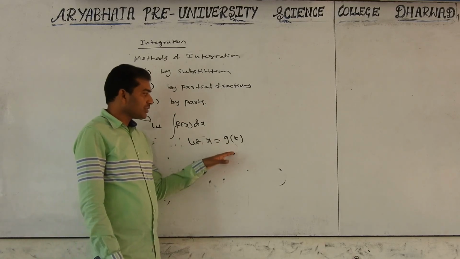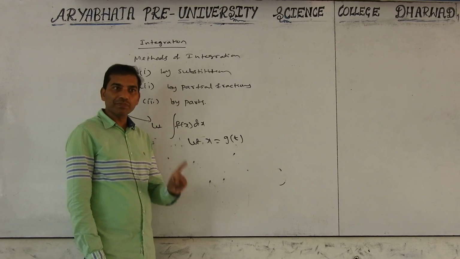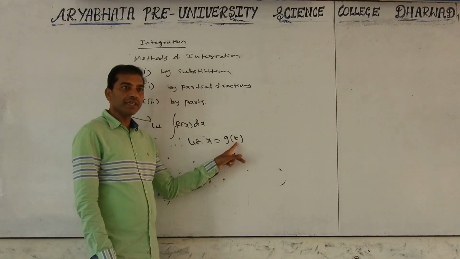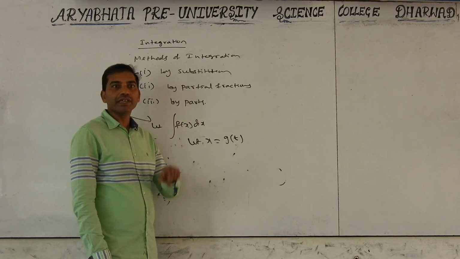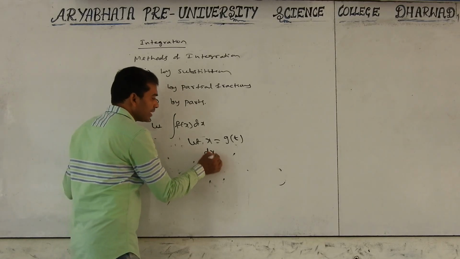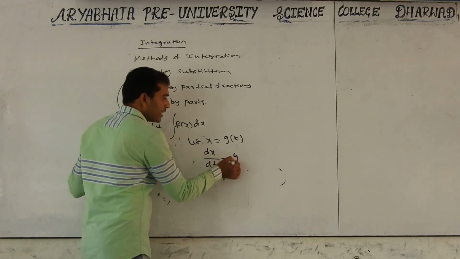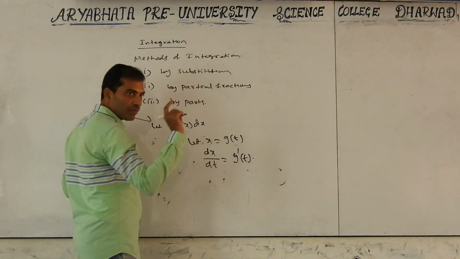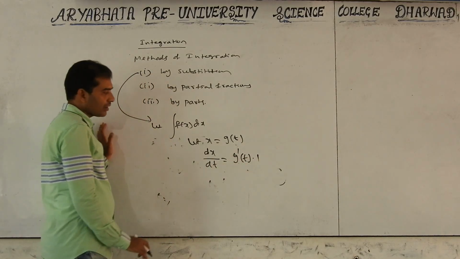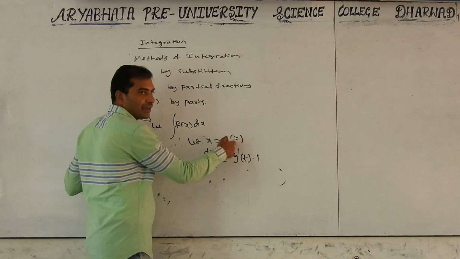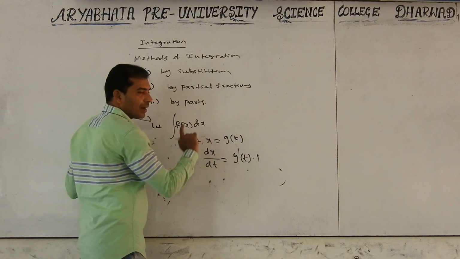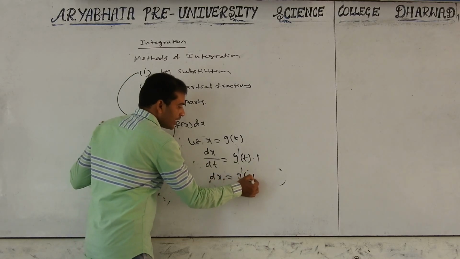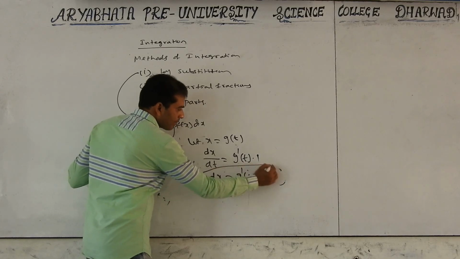Then when you take x is equal to g of t, we should differentiate with respect to the variable you have taken. What have I taken here? t. So we should differentiate with respect to t. So dx by dt equals g dash t into the differentiation of t with respect to t, which is 1. Are you following? Here what you have assumed, you should differentiate with respect to that variable. So dx equals g dash t into dt. This is the main key point.